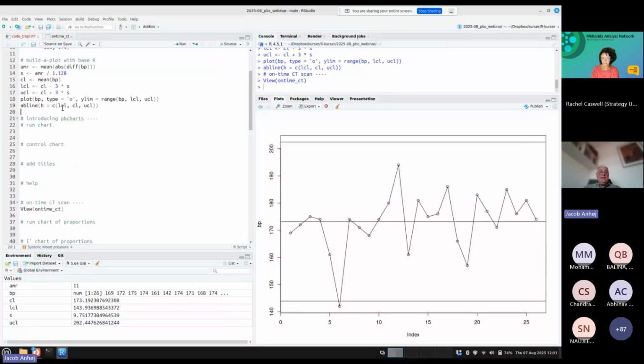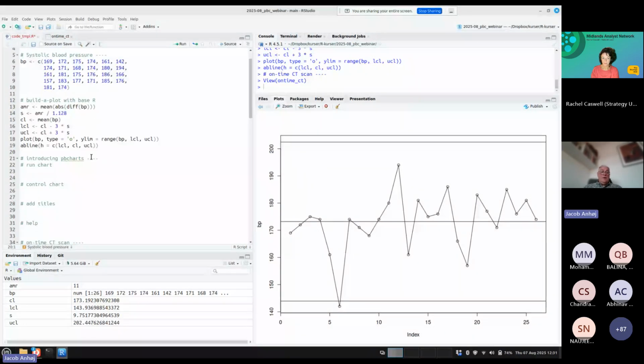That's it. So this is the basics of how we would construct a control chart using base R and no packages. So the idea is simple. We simply plot our data, and then we add these 3 lines. The center line is the mean of the data, and the upper and lower control limits are simply the center line plus and minus 3 times the standard deviation. The only thing that differs between different types of control charts is how to calculate the standard deviation. So this is how we would do it using base R and nothing else.